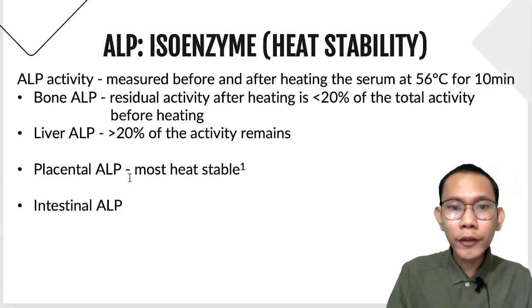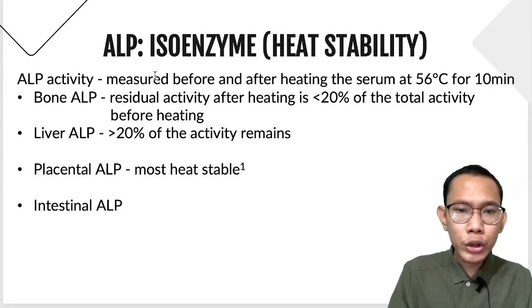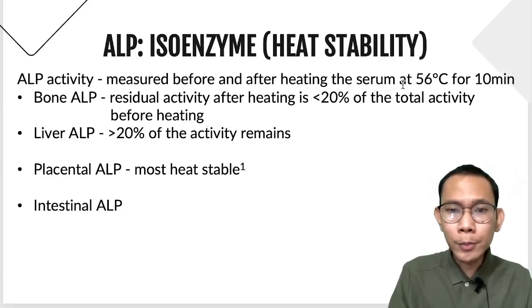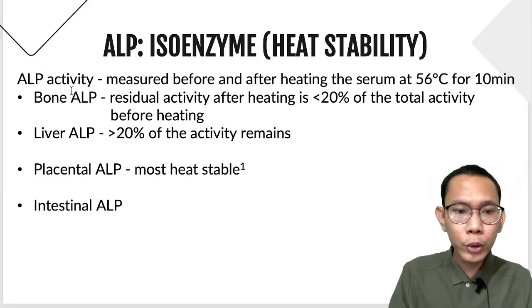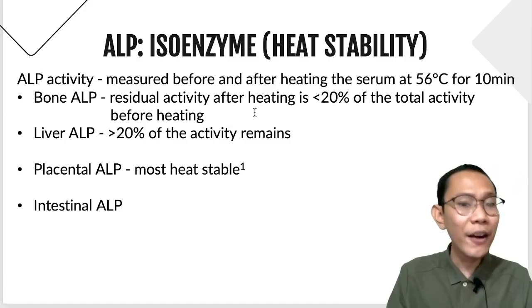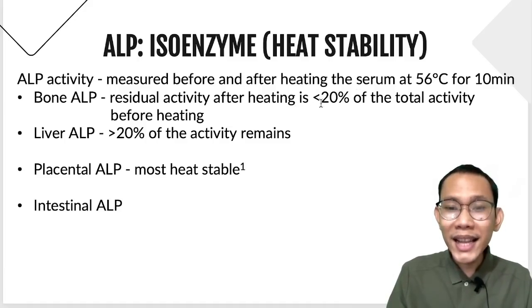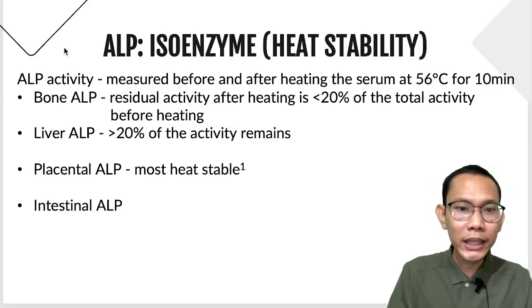Now another parameter for us to determine your ALP isoenzyme is through your heat stability. Tapos na tayo sa electrophoresis, ngayon dito na tayo sa heat stability. Your ALP activity will be measured before and after heating the serum at 56 degrees Celsius for 10 minutes. Then for us to determine whether it is a bone ALP or a liver ALP: if the residual activity after heating your serum is less than 20% of the total activity before heating, that's going to be your bone ALP.